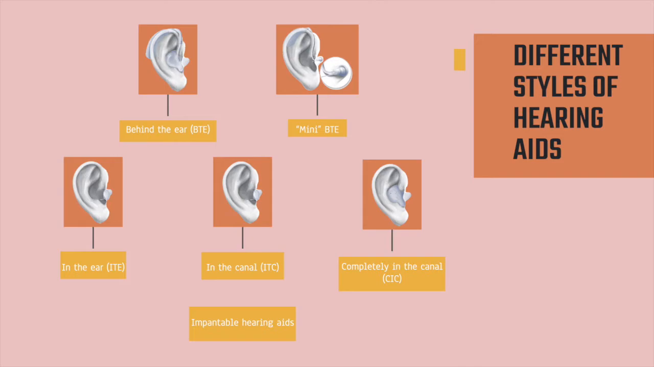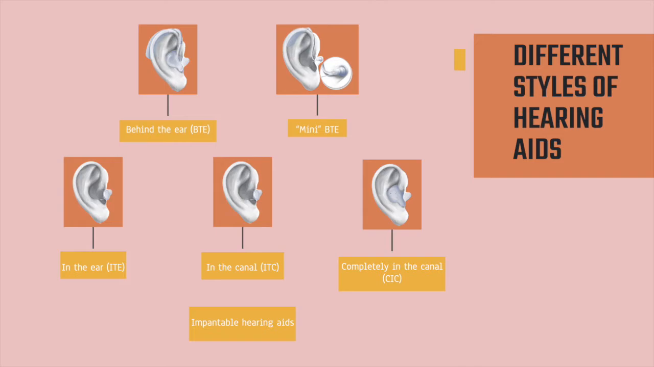Second, in the ear or ITE hearing aids. These hearing aids fit completely inside the outer ear and are used for mild to severe hearing loss. The case holding the electronic component is made of hard plastic. Some ITE aids may have certain added features installed, such as a telecoil.